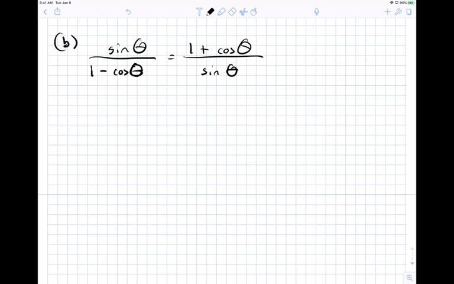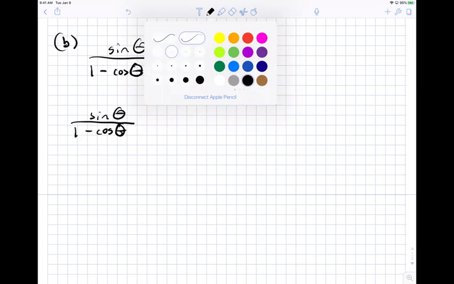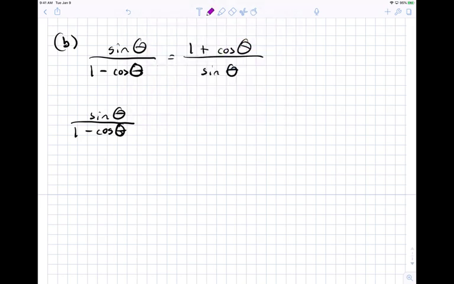So say we start here. 1 minus cosine theta under sine of theta. So again, the instructions ask us to do what? Multiply the top and the bottom by... okay. So we're going to multiply by 1 in the form of 1 plus cosine theta over 1 plus cosine theta. Is it safe to say that this is just 1?